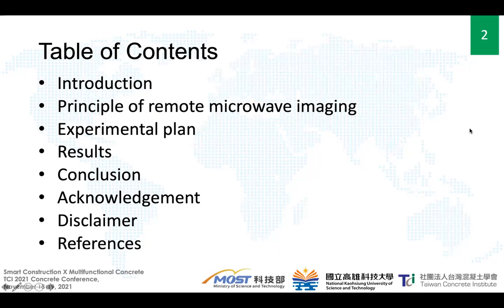I would like to start with the background of this research problem and briefly talk about the principle of remote microwave sensing. And then I will explain our research program, followed by the research results. After that, I will conclude our research findings.